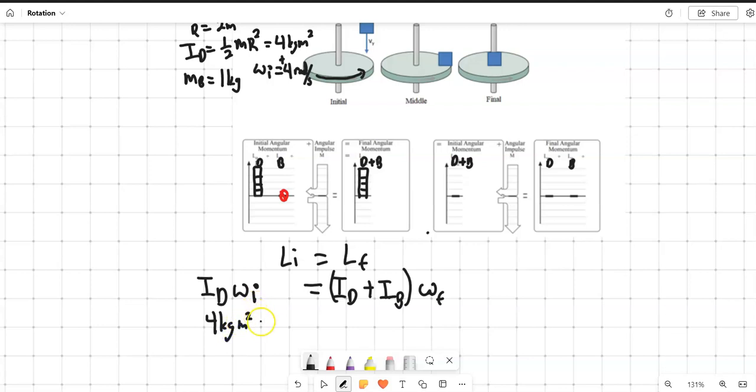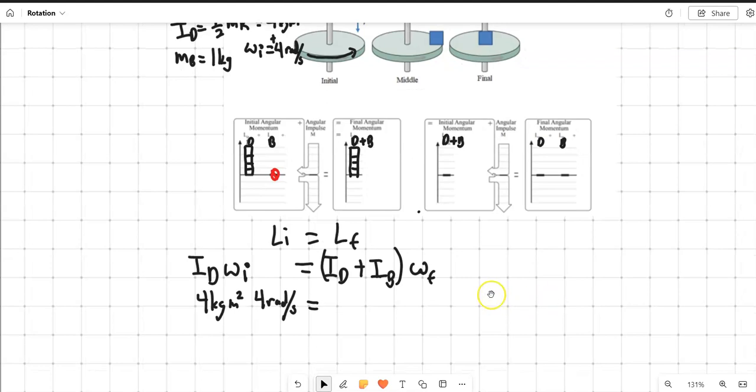And that's going to be multiplied by the positive 4 radians per second that we made up just for this problem. Well, in the end, that disk's moment of inertia hasn't changed. Okay, that's still 4 kilogram meters squared.